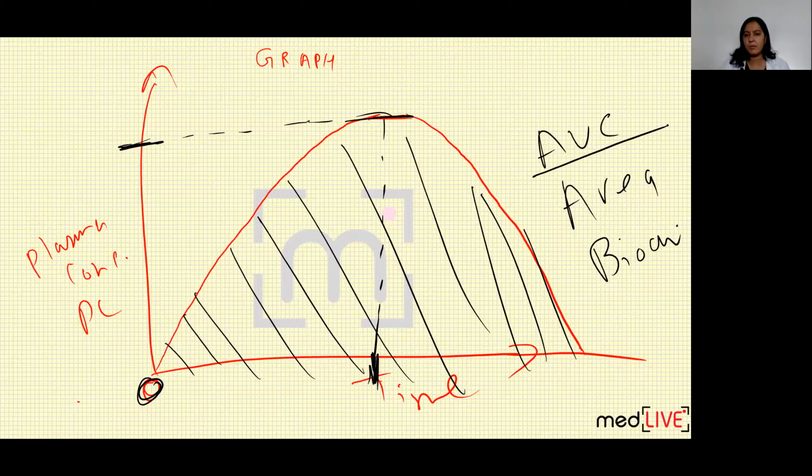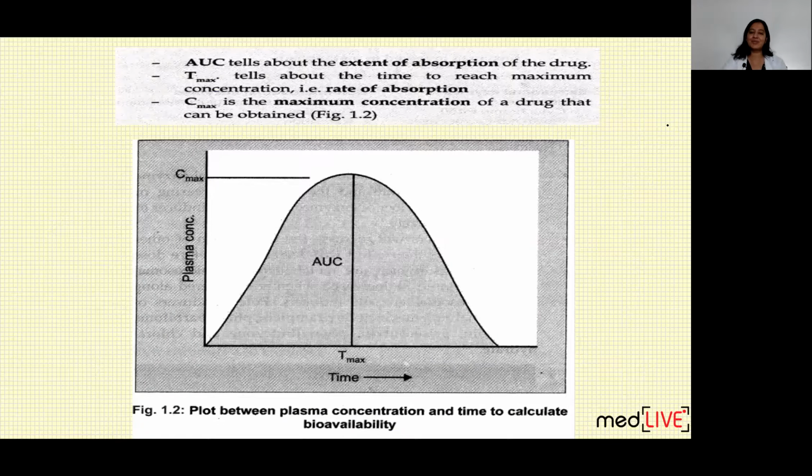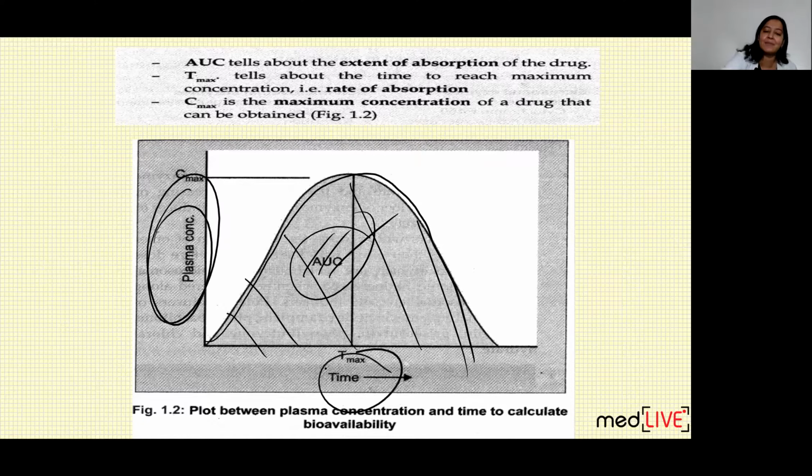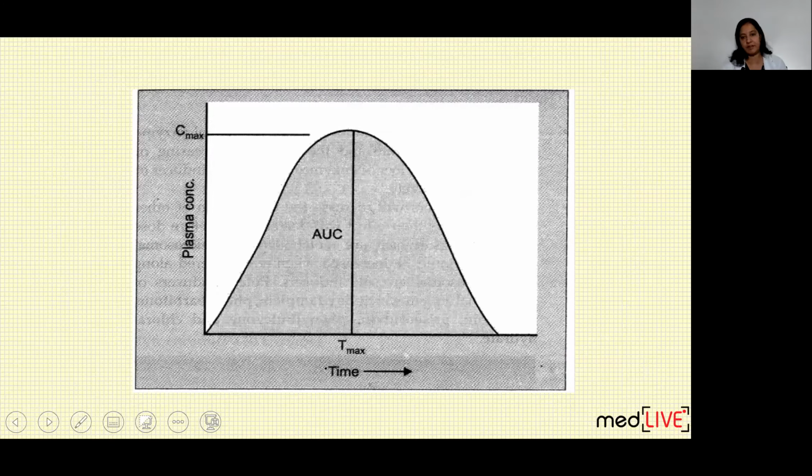We know the various formulas, like half into base into height, whatever. We can calculate the area. The area will give me the value of bioavailability in percentage. Correct. So this is the curve I have already discussed with you. The area under this curve, which is known as AUC, area under curve, between plasma concentration and time, will give you the value of bioavailability.